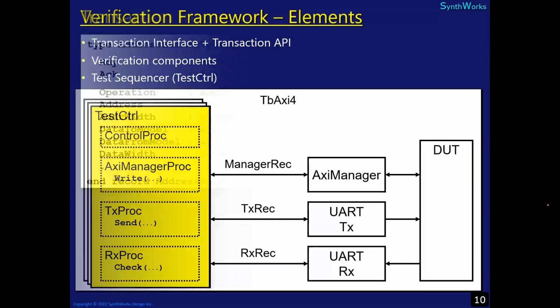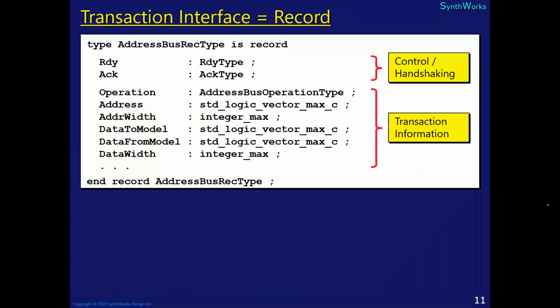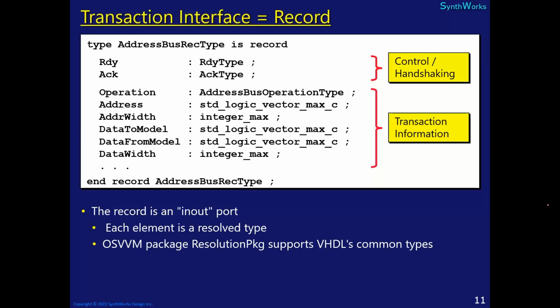Okay. So our transaction interface in OSVVM is record-based. This is something that was legal in '93, actually in the early '90s when I was using it on our projects, and it's still legal today. Okay, and you'll see in here we're using types that look a little bit strange to you, and that's because the record is an inout port. So each type has to have a resolution function, and the resolution function for standard logic wasn't quite the right one. Okay, so we have to have a resolution function.